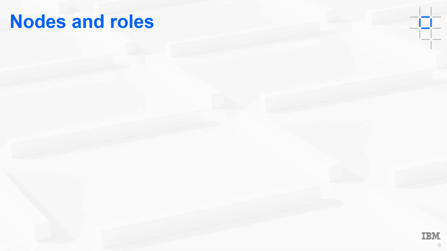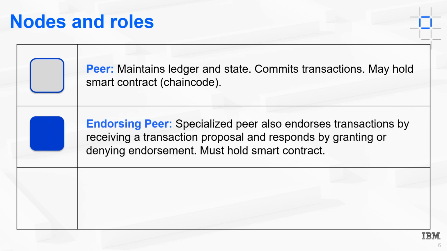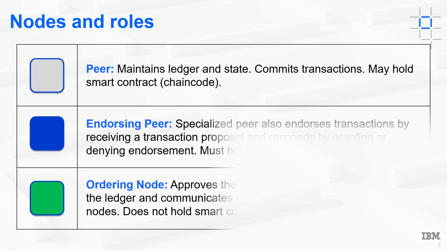In the v1 architecture, the peers are primarily of two types: an endorsing peer and a committing peer, or simply a peer, as we say. An endorsing peer is a specialized peer which endorses transactions by receiving a transaction proposal. We'll detail it in a while; I'm just giving a brief overview right now. The peer maintains the ledgers and the state. It is responsible for committing the transactions and may also hold the smart contract, or chain code. Let's talk about the Fabric peer.